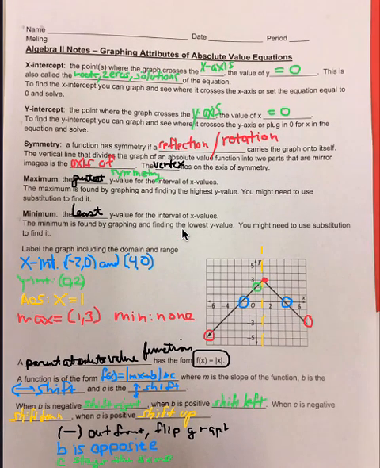So hopefully that helps you. There's the whole page. Looking at it one more time, just kind of going over terms, definitions, and what different values mean. And hopefully that's just a quick help for you understanding graphing attributes of absolute value equations.